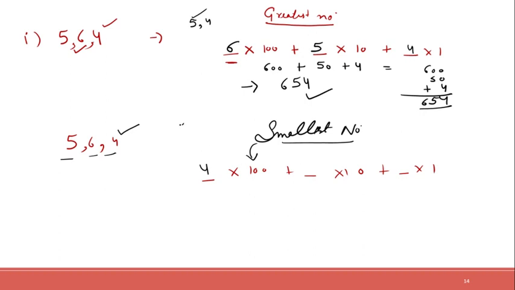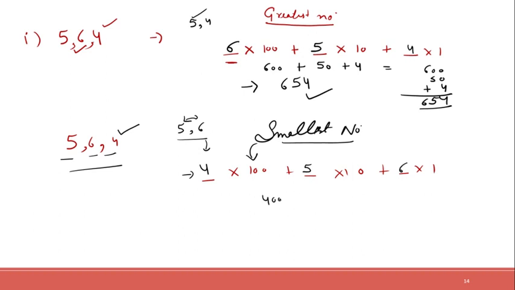Then we are left with 5 and 6 because we have already used 4. So with 10 we'll multiply. Which one is the smallest among these? For greatest, we look for greatest first. But for smallest number, we look for smallest, then smallest, then the remaining. So we took the smallest among these three, 4. Then between these two, which one is smallest? It is 5. Then we are left with 6 only.